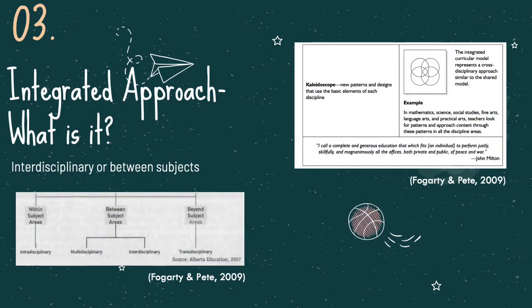My name is Kylie and I'll be introducing you to the integrated curriculum model. The integrated curriculum model is an interdisciplinary or between subject area approach. Fogarty states that the integrated curriculum model incorporates topics that are arranged around overlapping concepts and emergent patterns. The disciplines are blended by finding their overlapping skills, concepts and views.